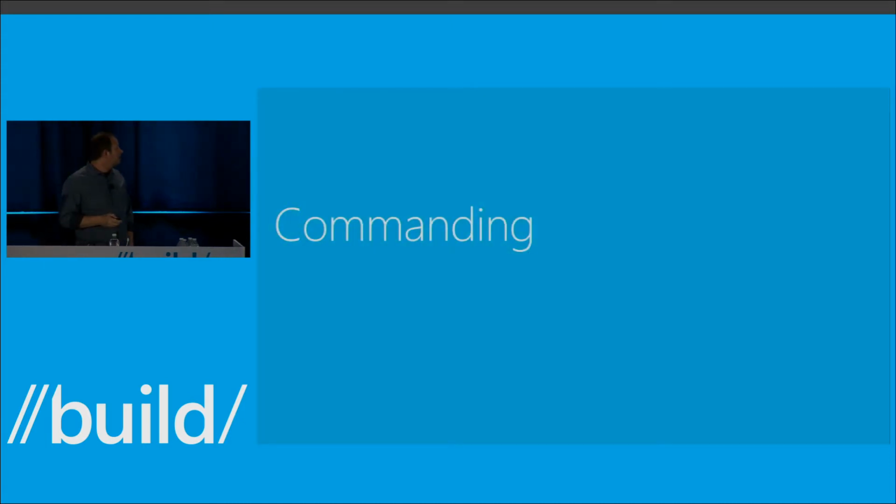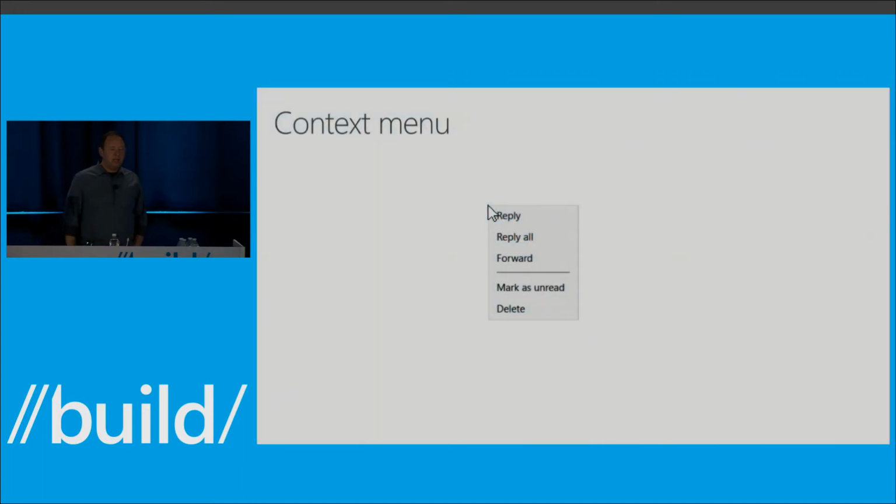So the next thing I'll talk about is commanding. Right now in Windows 10, there are two different ways to take action on your content. There's a context menu and the command bar. The context menu is a common control that can be applied to any UI element that you would want to take action on.